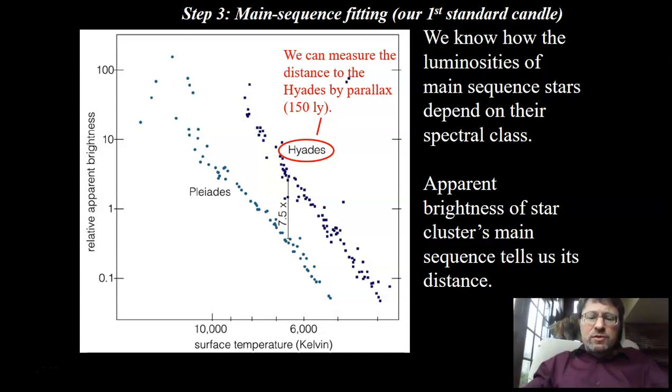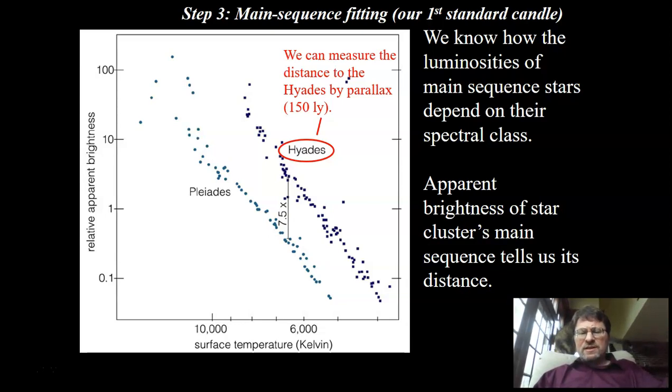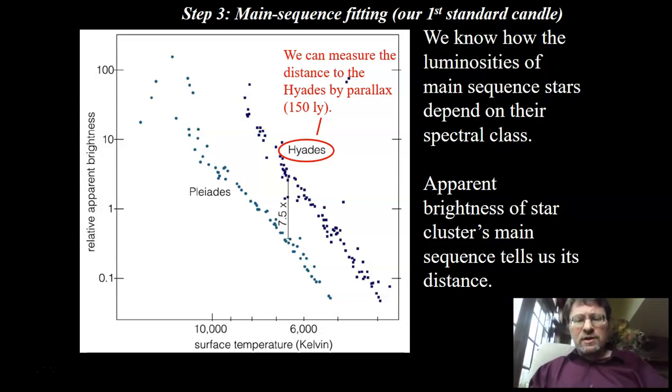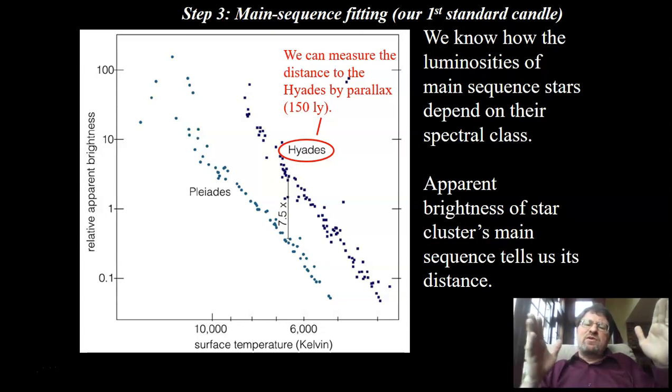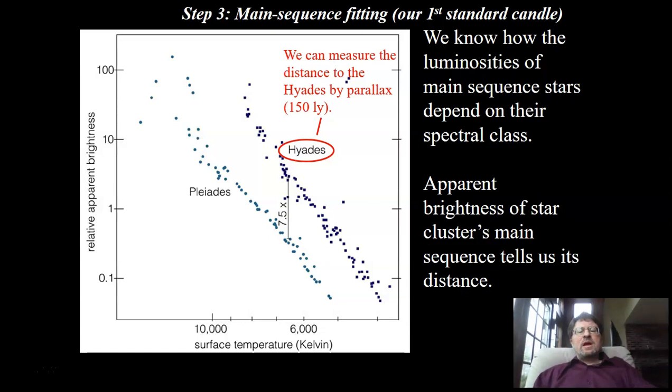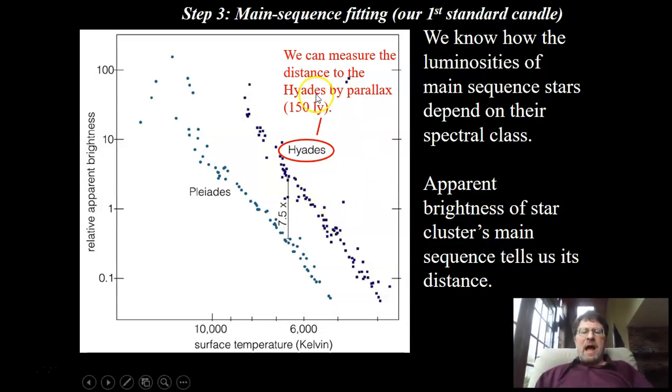Now, as you go to more and more larger distances, to hundreds and several hundreds of light years away, this parallax technique doesn't become practical any longer, because the stars simply have too small of a parallax angle to be able to reliably measure. So with the Hipparchus satellite, you can stretch it out and get out to 1,000 or a little more light years away. But with ground-based measurements, you're not going to be able to measure much further than a couple hundred or so light years. Now, the Hyades is measured by parallax to be 150 light years away.